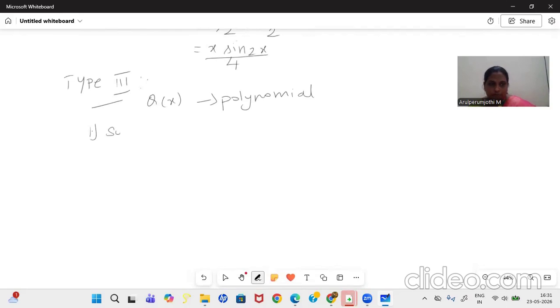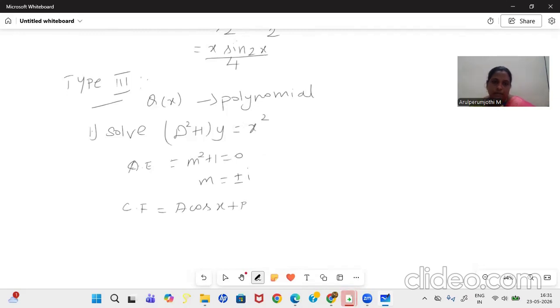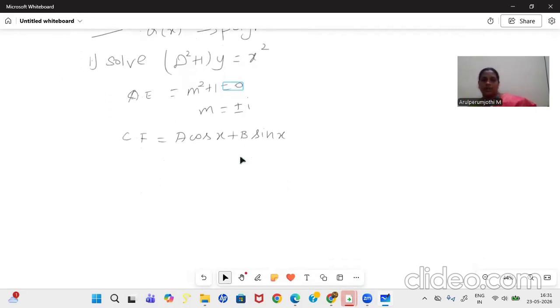So first problem, solve d square plus 1 of y is equal to x square. So what is your auxiliary equation? So auxiliary equation is m square plus 1 is equal to 0, then m is equal to plus or minus i. So we have already found this. So what is your complementary function? A cos x plus b sin x, since alpha is equal to 0 and beta is equal to 1.